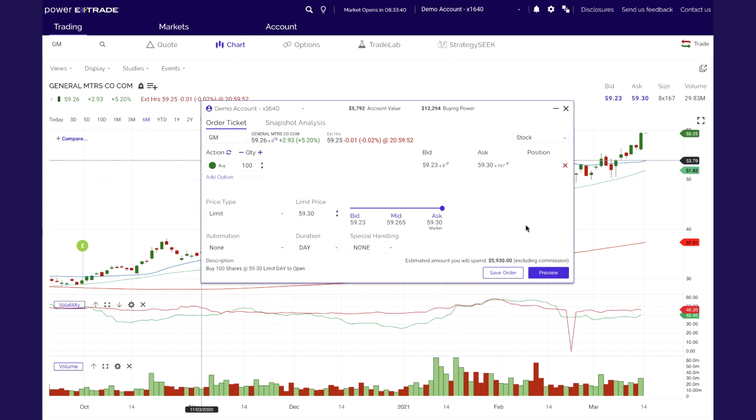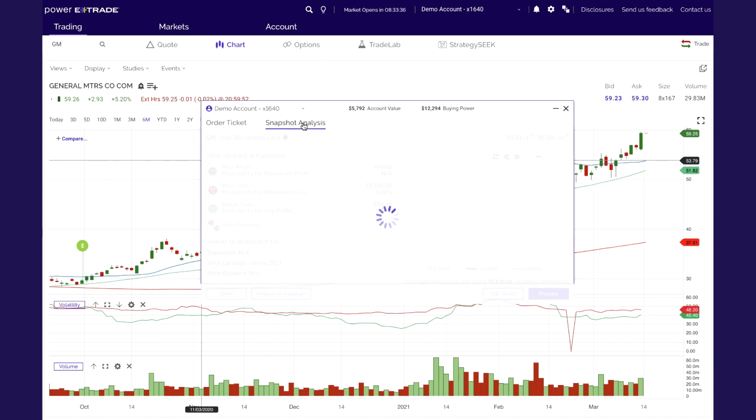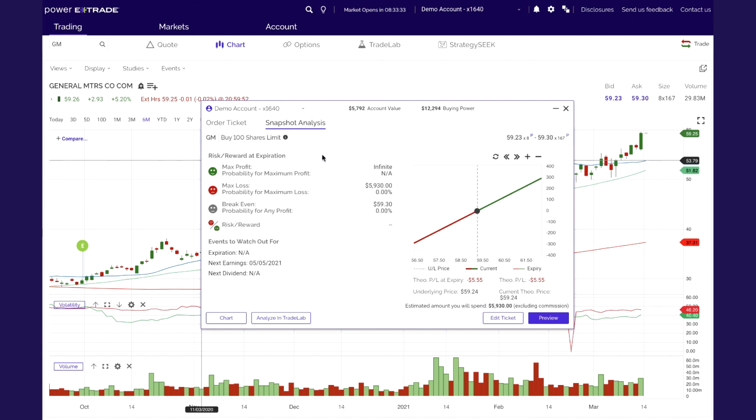Instead of going down to preview and then setting up the trade to execute, I'm going to go to snapshot analysis. From snapshot analysis, I have a risk-reward profile here indicating my maximum profit is infinite, my maximum loss of 5,930, and my break-even point, as well as a few key events to look for down below. There's also going to be what we call a hockey stick P&L diagram as well.